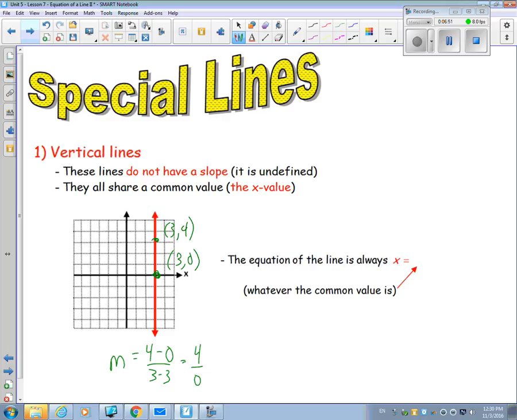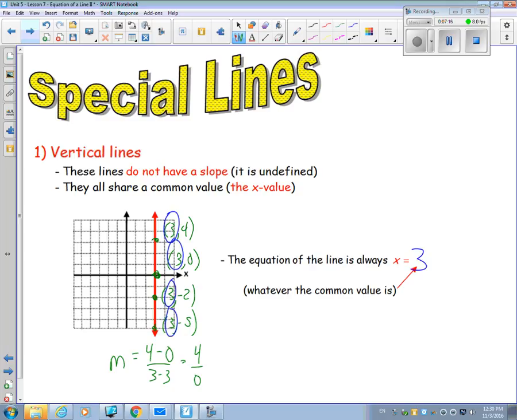Okay. What they do share is a common value. Every dot on this red line starts off with 3 and something. Because they all share that 3, the number at the beginning, the y part doesn't really matter as much. We say the equation of this line is x equals 3, the number that they all share.